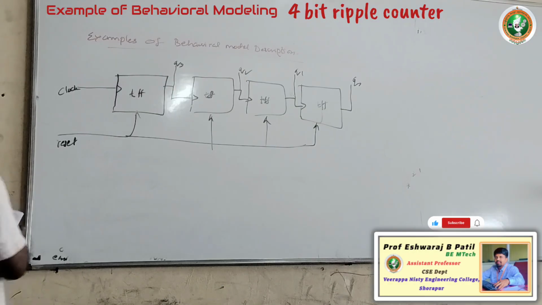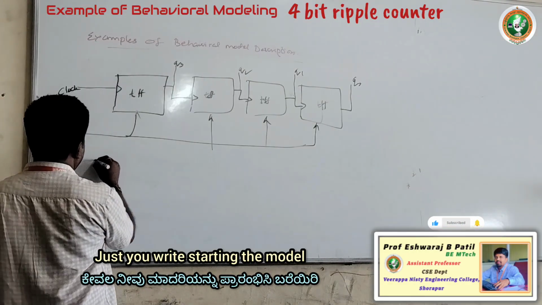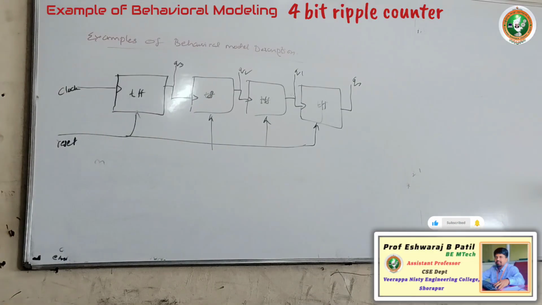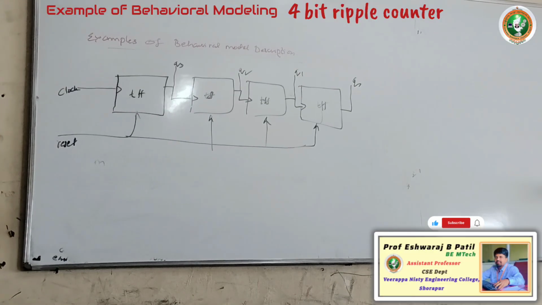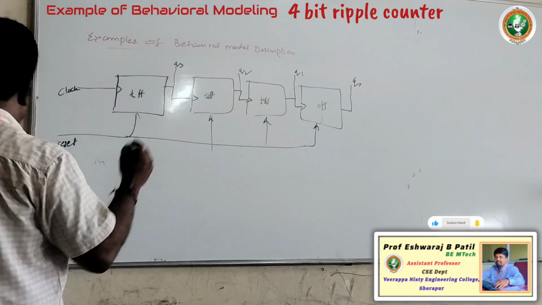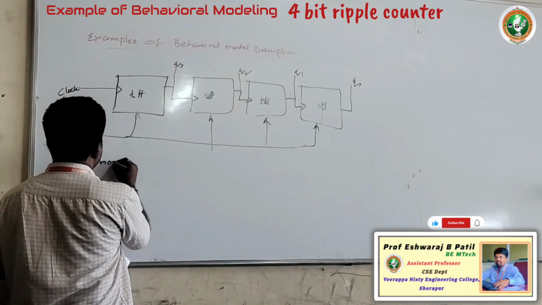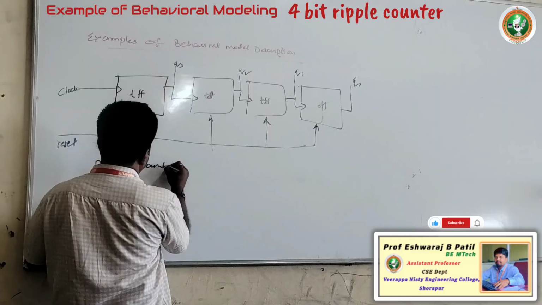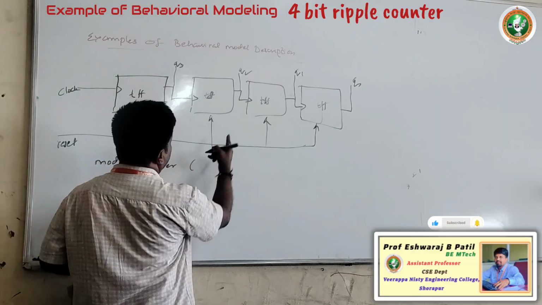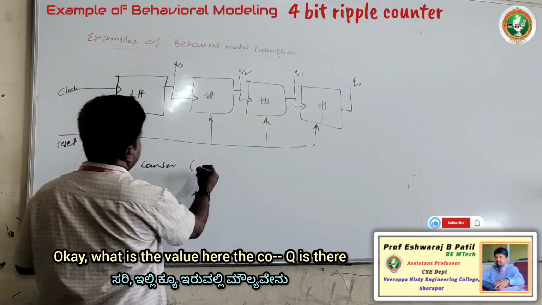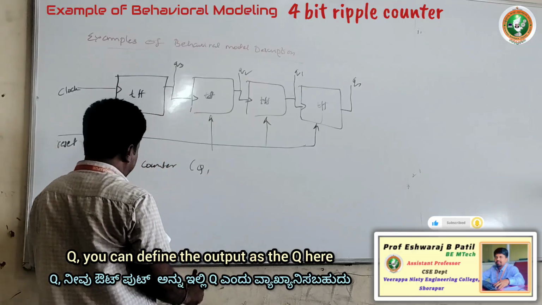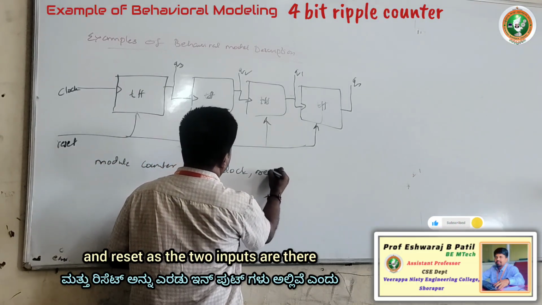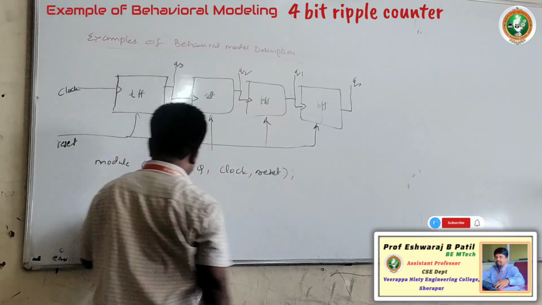But the thing is how to write the program in the behavioral model with the concept of descriptions. Just start by writing the module. Module counter. What is the value here? Q is there. You can define the output as Q, and the clock and reset as the two inputs.